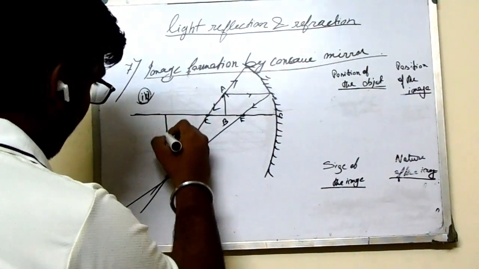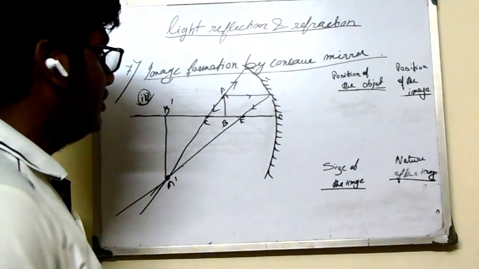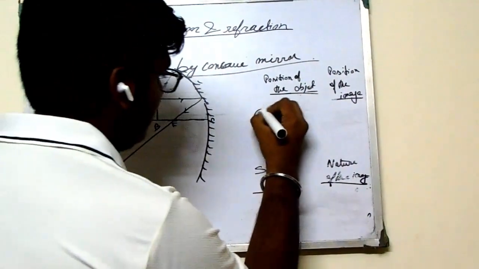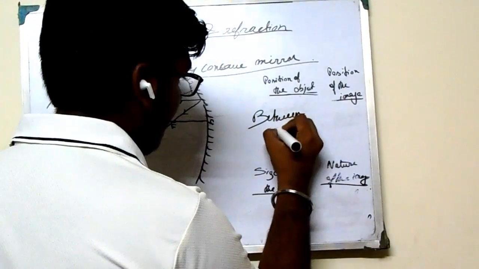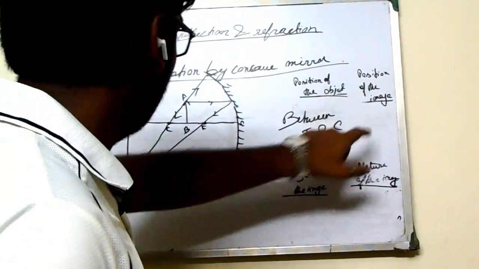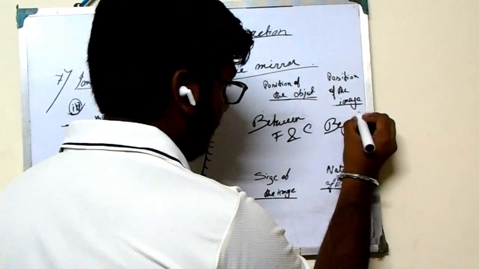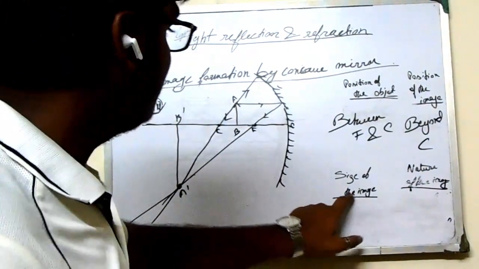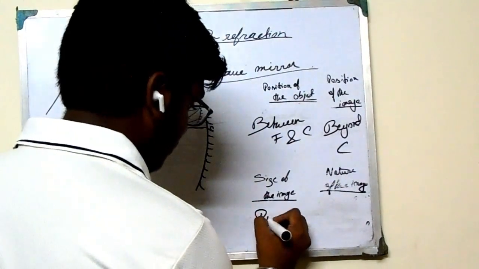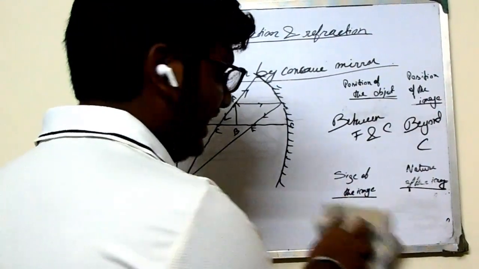this way, A dash, B dash. Position of the object: between F and C. Position of the image: beyond C. Size of the image: diminished. Sorry, not diminished, enlarged.